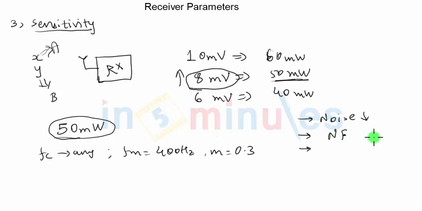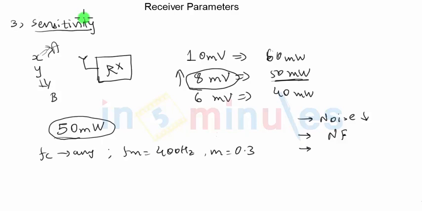Noise figure of the receiver can be improved by using noiseless amplifiers. There are amplifiers which do not add large noise, or they add noise as good as zero to the incoming signals which are to be amplified. Such noiseless amplifiers will improve the noise figure of the receiver and hence also the sensitivity.